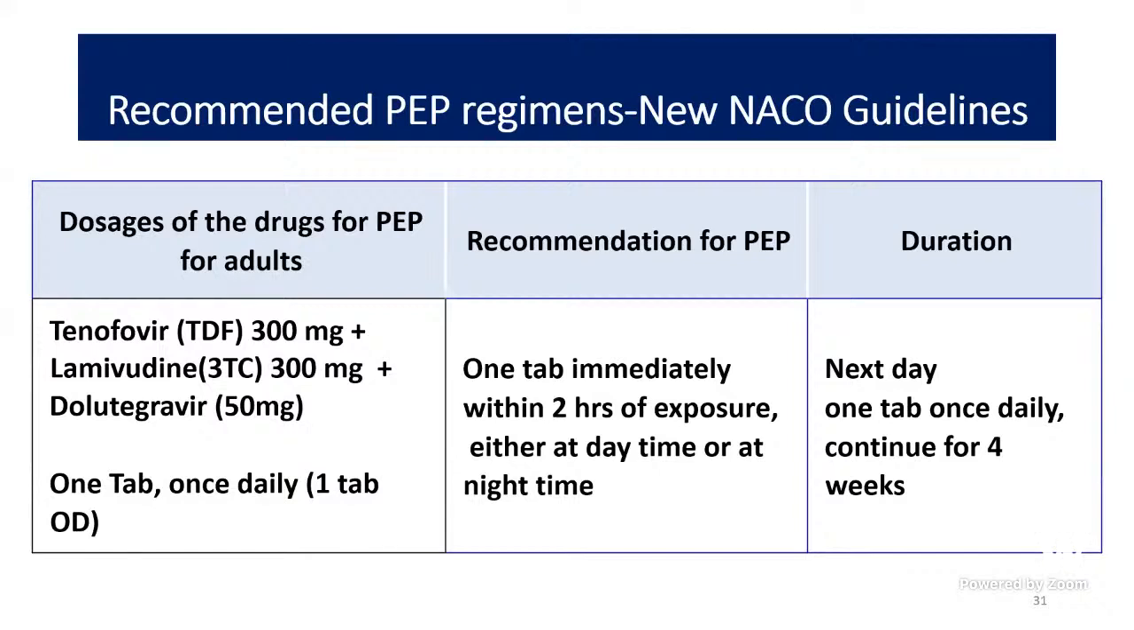Now the PEP guidelines. NACO has also recommended dolutegravir as one of the choice drugs for PEP. We know that TLD is the PEP drug of choice. It has to be given for 28 days at a stretch, and one tablet needs to be taken immediately or within 2 hours of exposure, and we need to continue that same drug for another 27 days, a total of 28 days of regimen for PEP.